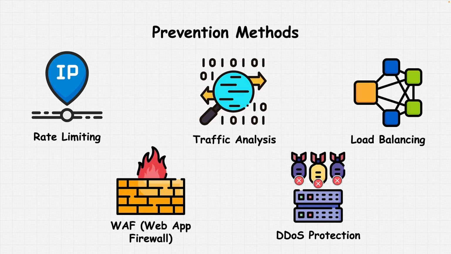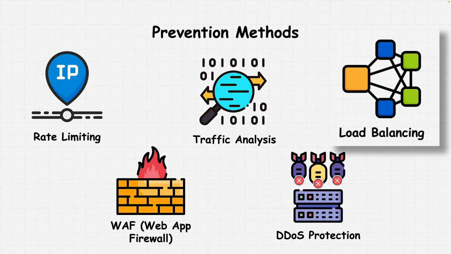And two more terms or prevention methods that you might have heard about if you're coming from a network background are load balancing and redundancy. Load balancing is simply distributing traffic across multiple servers to prevent any single server from becoming overwhelmed. And redundancy is just creating redundant network and server architectures to ensure service availability even during an attack.